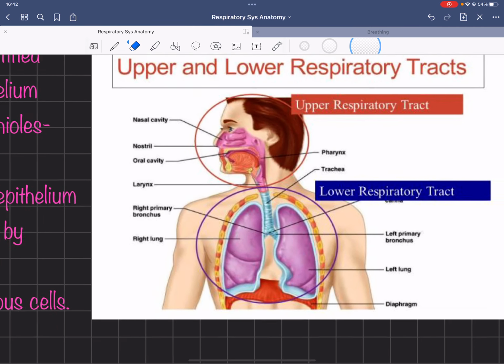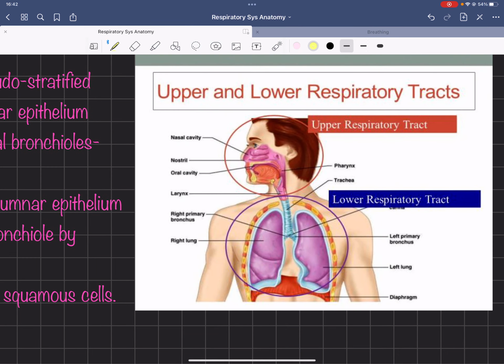Now, in summary of this structure, we can see that for the respiratory system to work, there are two types of tract: the upper respiratory tract and the lower respiratory tract. The upper respiratory tract has the nostril, meaning the nose, from where we inhale. Then it comes to the nasal cavity. These are all lined with mucous membranes which help to trap foreign particles, as well as carry out humidification in order to prevent drying of the air.